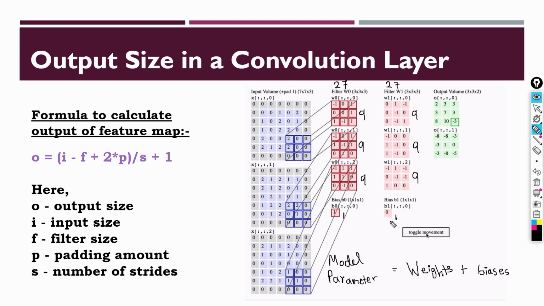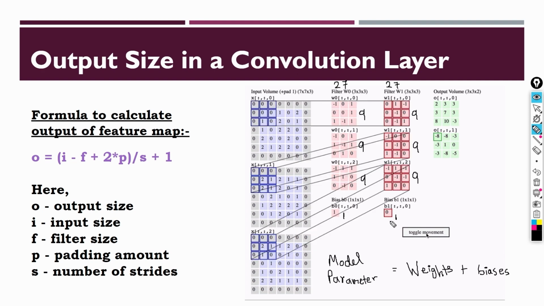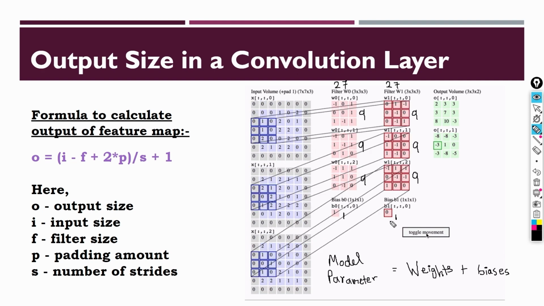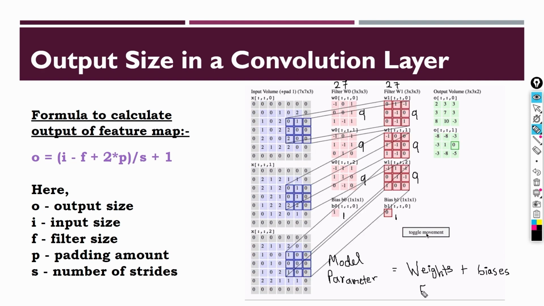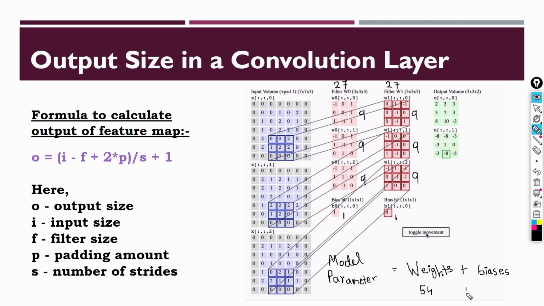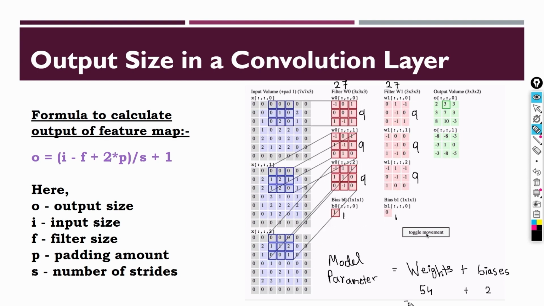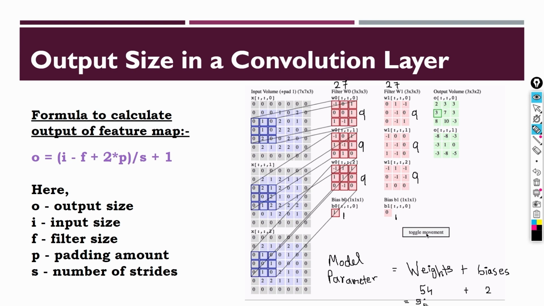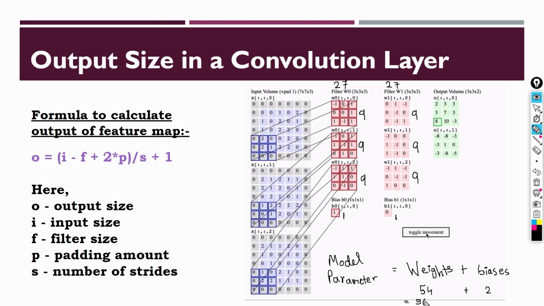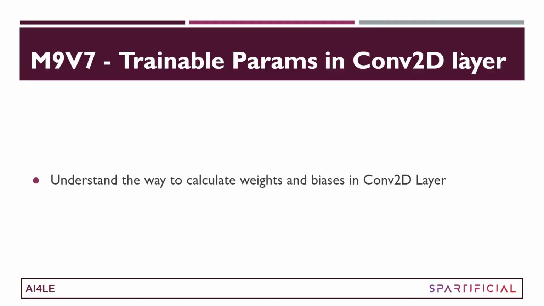So how many weights are we having in total? What is 27 plus 27? It is going to become 54 weights plus 2 biases, and therefore we have a total of 56 parameters in this convolution layer. So yeah, that's it about this video, guys.